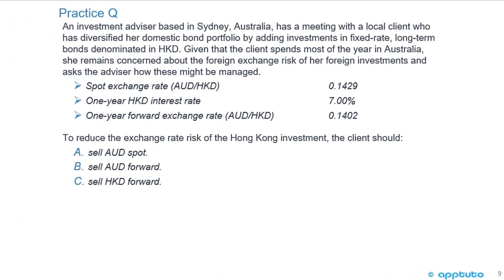And just one last practice question to finish this LOS. So I won't read the whole thing at the top. It's the same scenario as the previous slide. The investment advisor based in Sydney. You've got a spot exchange rate of Aussie dollar to Hong Kong dollar, 0.1429. 1-year interest rate in Hong Kong, 7%. And the 1-year forward exchange rate of 0.1402. So to reduce the exchange rate risk of the Hong Kong investment, the client should A, sell Aussie dollar spot, B, sell the Aussie dollar forward, or C, sell the Hong Kong dollar forward.